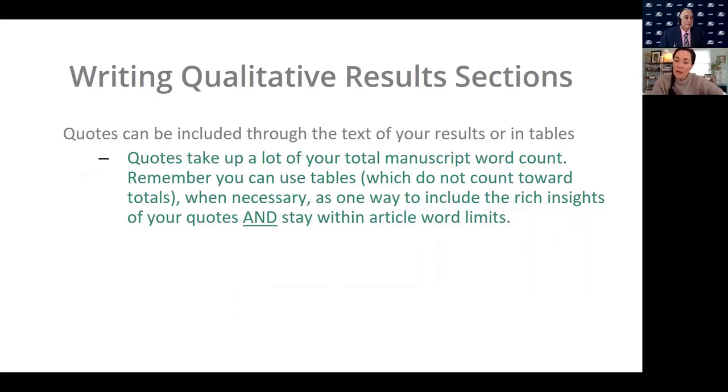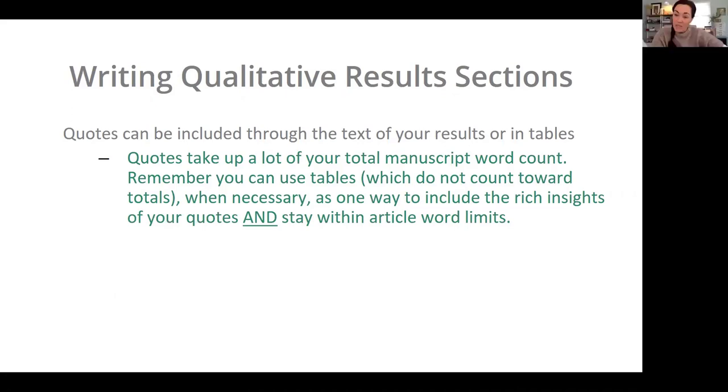Qualitative insights require the use of quotes, and oftentimes that means a lot of word count is coming from your results section. If you're writing a research brief for the Journal of Public Health Management and Practice, you have 1,500 words total for your manuscript, and you only get one table. So one of the ways that qualitative researchers can ensure that those meaningful quotes get included is to put quotes in your tables. Your table word count does not count towards the total article word count. So it's a nice place to put meaningful quotes. You just have to find a way to make them fit in a table.